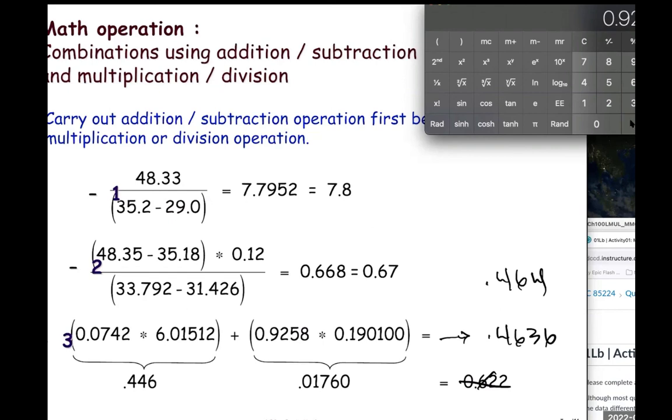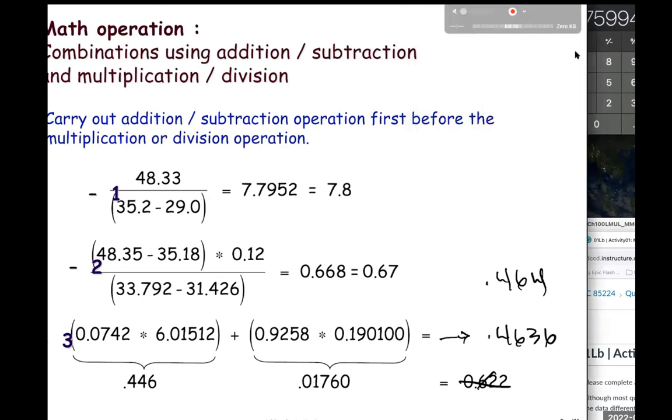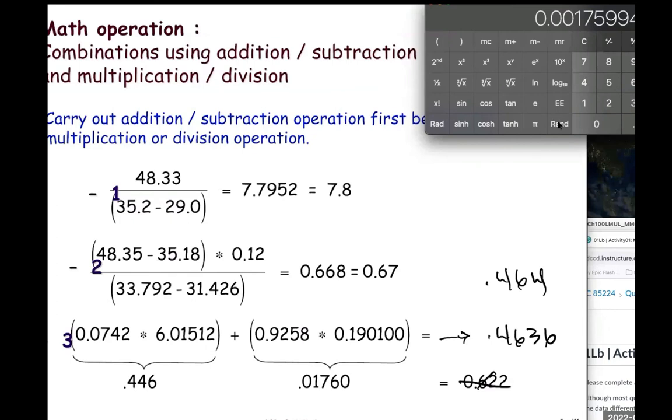0.9258 times 0.190100 equals... Oh, yes, you're exactly right. This number is incorrect. I apologize for that. It should be, oh man, thanks for finding my mistake. This number should be 0.1760. If you take 0.9258 and multiply it by 0.190100, you get 0.17599. Four significant figures would put it at 0.1760. You're exactly right. The answer is 0.622.